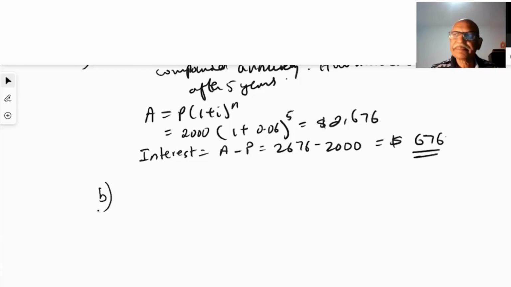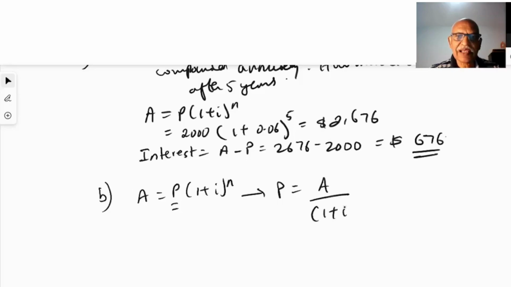Okay, B. So the present value. So now if I have A equal to P(1 plus i) to the power of n, and I want to find the present value, I rearrange the formula. P is equal to A over (1 plus i) to the power of n, the same letters.